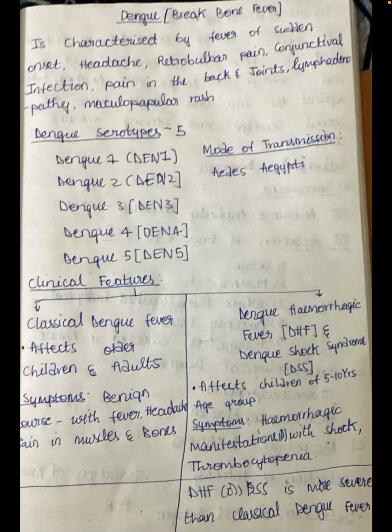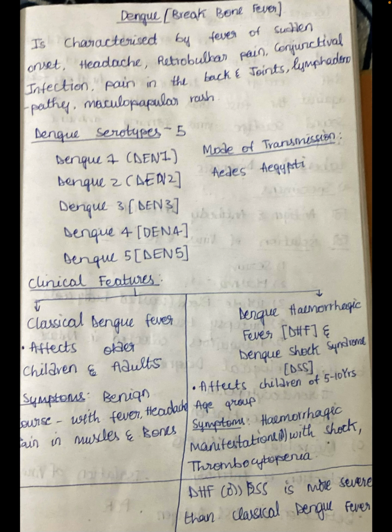Dengue is characterized by fever of sudden onset, headache, retrobulbar pain, conjunctival infection, pain in the back and joints. Pain in the back and joints are severe, like those of breaking of bone. That's why it is also known as break bone fever, lymphadenopathy, and maculopapular rash.